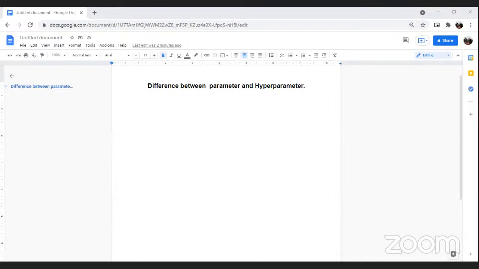Right. Parameters are variables of the selected model, which can be estimated by fitting the data into the model, right? And when it comes to hyperparameters, they are not learned by fitting the data into the model. These are parameters whose values are set before training the model. You can basically tune them in such a way that you get a good accuracy in the model that you're fitting, right?